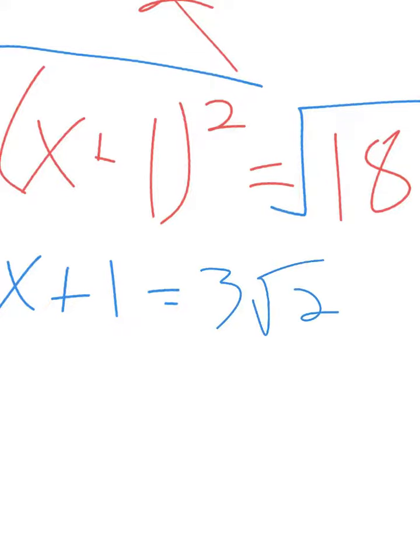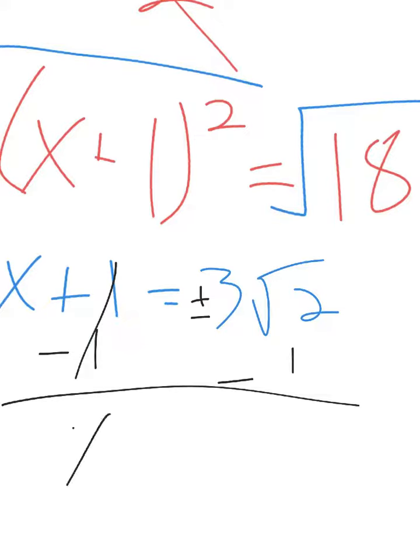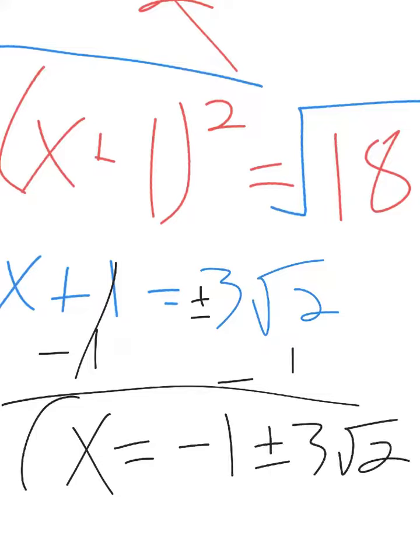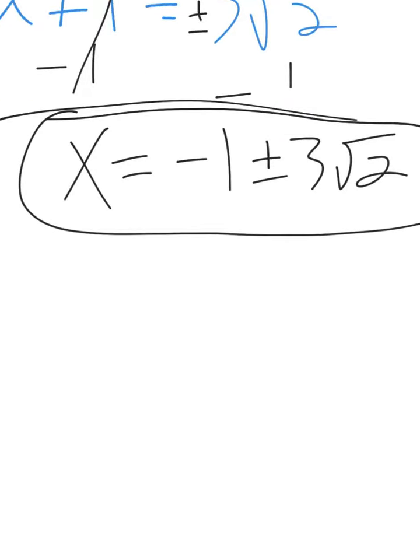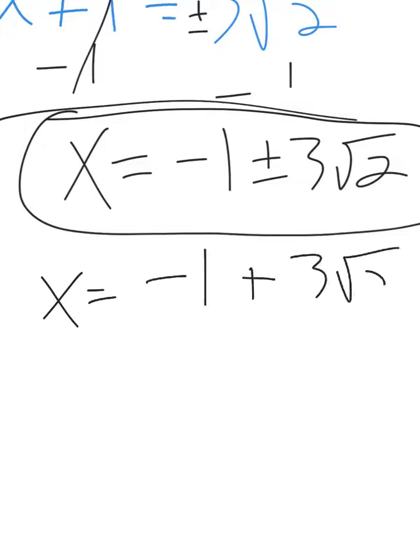Alright? Oh, and then don't forget your plus or minus. And then I just need to minus 1 to the other side. And so you have this little statement here, x equals negative 1 plus or minus 3 square root 2. So this is generally acceptable for the final answer, but just so we're clear, you're doing two answers here. x equals negative 1 plus 3 square root 2, and x equals negative 1 minus 3 square root 2.